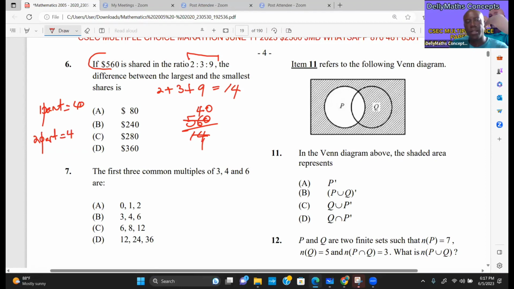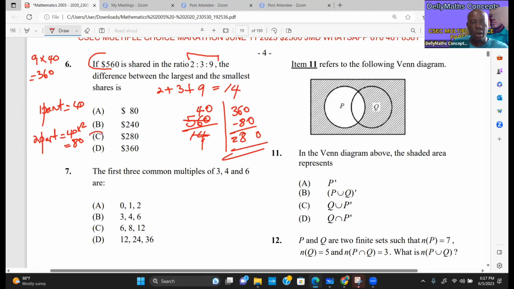Now I'm going to work out 2 parts, and it's going to be 40 times 2. That's 80. Then I'm going to work out the 9 parts. 9 times 40, and I get 360. Now they want to know the difference between the two. The difference means to subtract. So I have 360, and I take out 80, and I'm left with 280. So my answer is 280. The question is just asking for the difference between the two, right? So you have to look out for the question, see what they want.